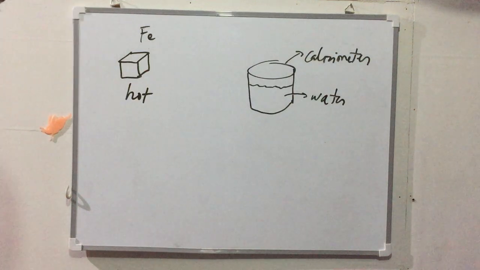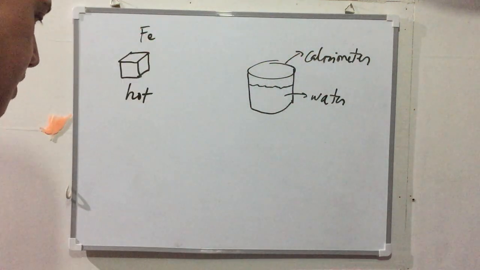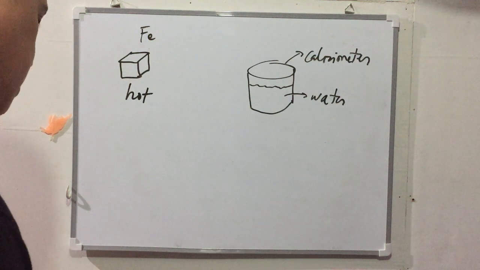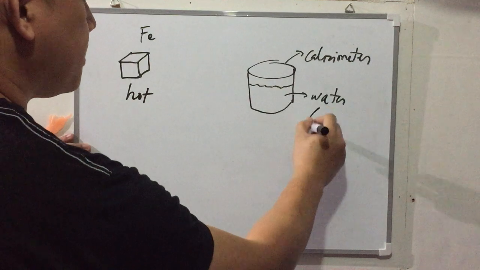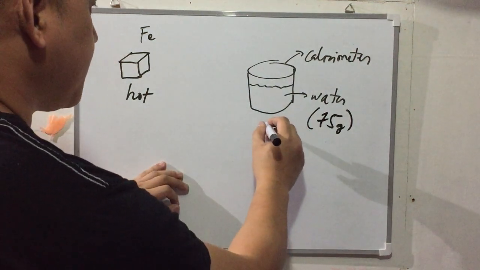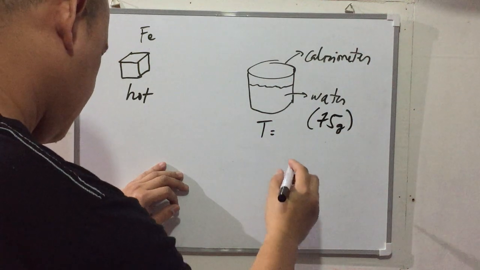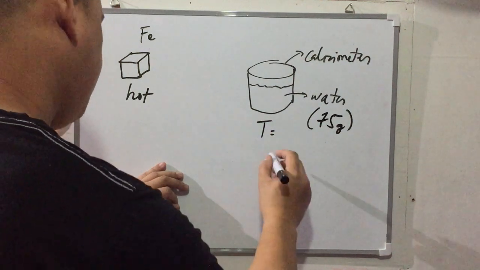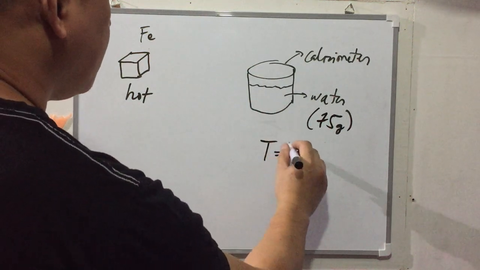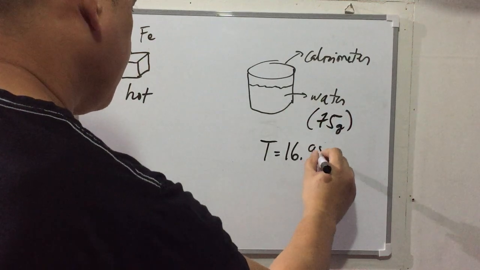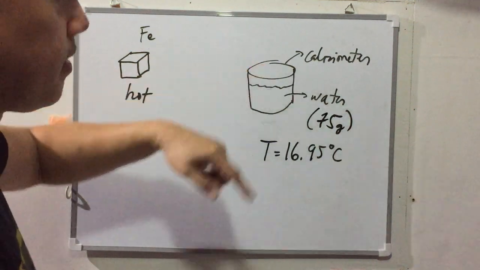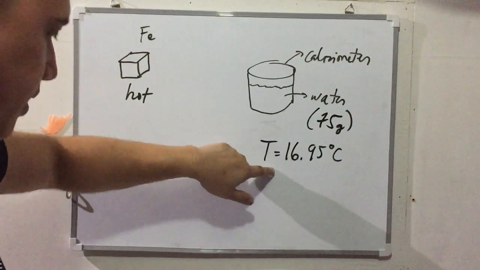Okay, so I've written a description of the system here. So much better to have this in writing. I would post the same example in the Facebook group page. Suppose that the calorimeter contains 75 grams of water and the temperature here is 16.95. Let me just erase that. So let's say that the temperature for this system is 16.95 degrees. So, this particular part of the system, that's calorimeter plus water. Calorimeter plus water would have the temperature of 16.95 degrees.